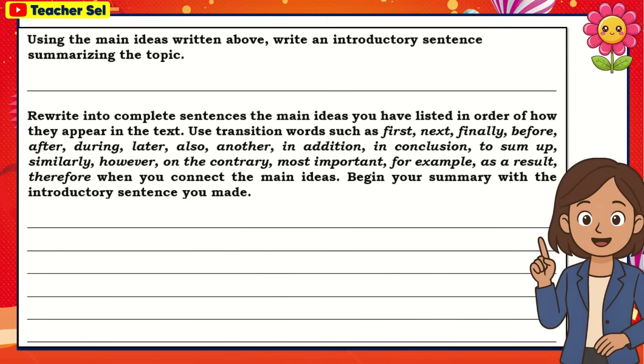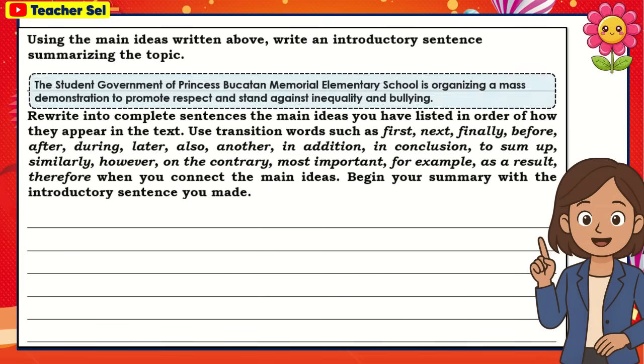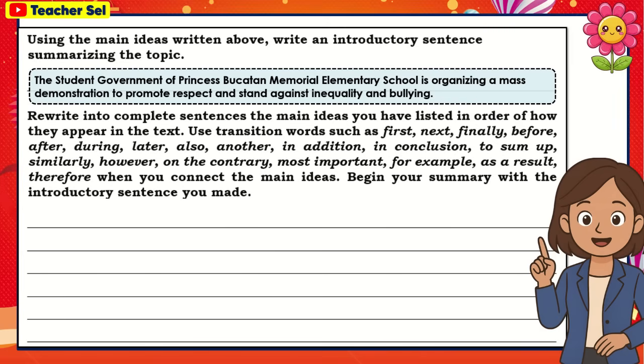Using the main ideas written, write an introductory sentence summarizing the topic. Here is a possible answer. The student government of Princess Bukatan Memorial Elementary School is organizing a mass demonstration to promote respect and stand against inequality and bullying.